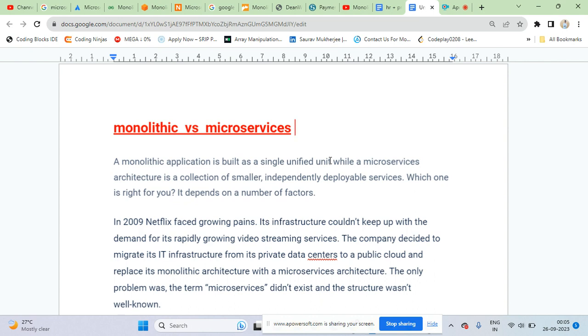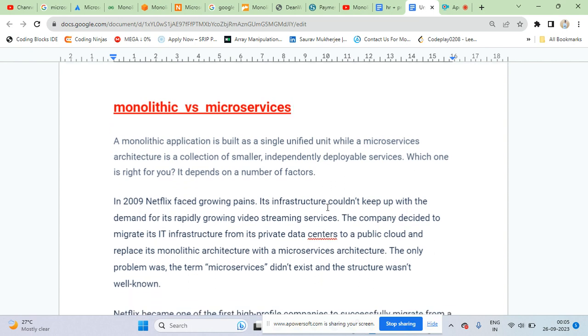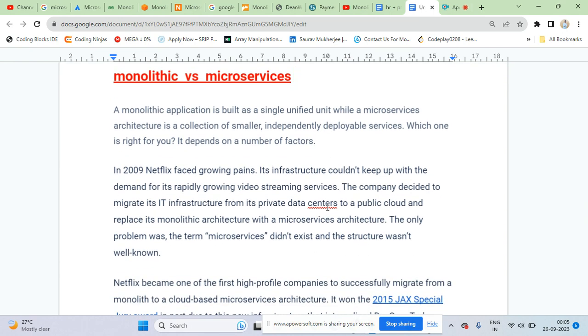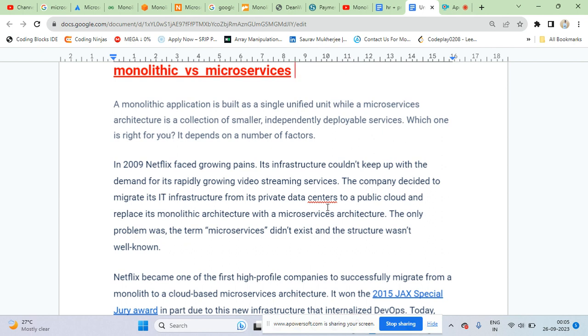Okay, so which one is right for you, first of all? Look, this is a very initial stage to give the answer straight away. Which one is right depends on a number of factors. But before that, let's study what it is, so that you can judge, based on the factors you have, what you should go for.